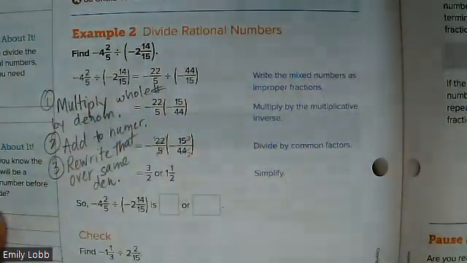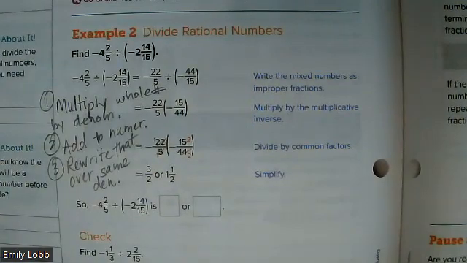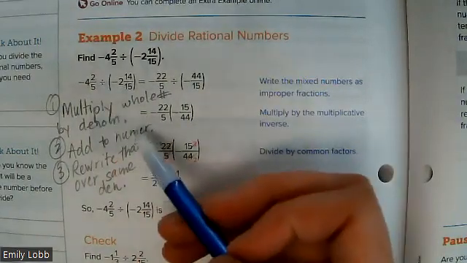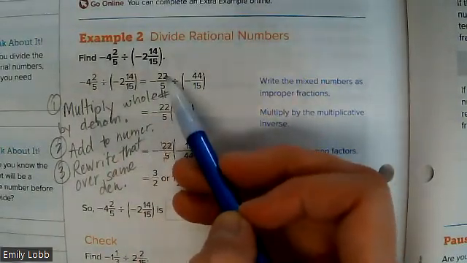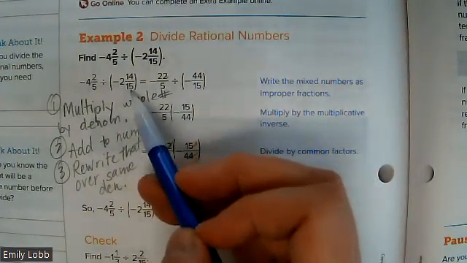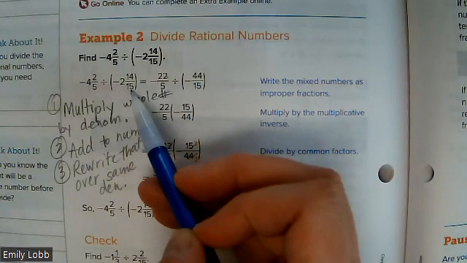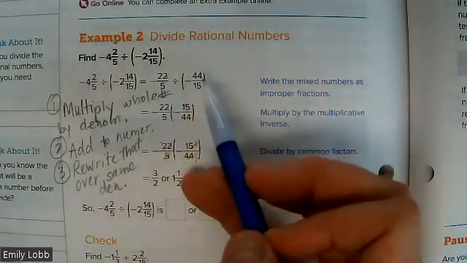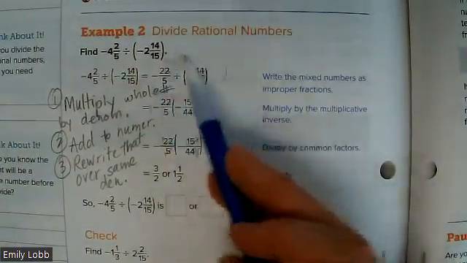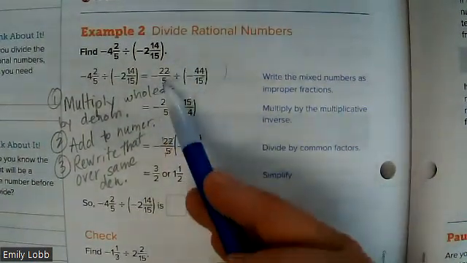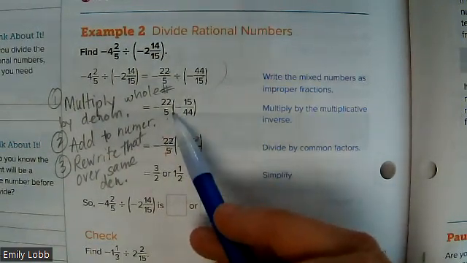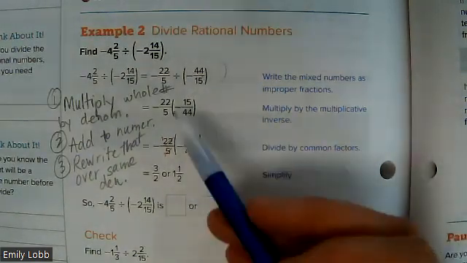4 times 5 is what? 20. 4 times 5 is 20. 20 plus 2 is 22. That's where they got the 22 from. Here, 2 times 15 is 30. Plus 14 is 44. That's where they got the 44 from. They rewrote this as improper fractions. Then they kept the first, changed to multiplication, and flipped the fraction.